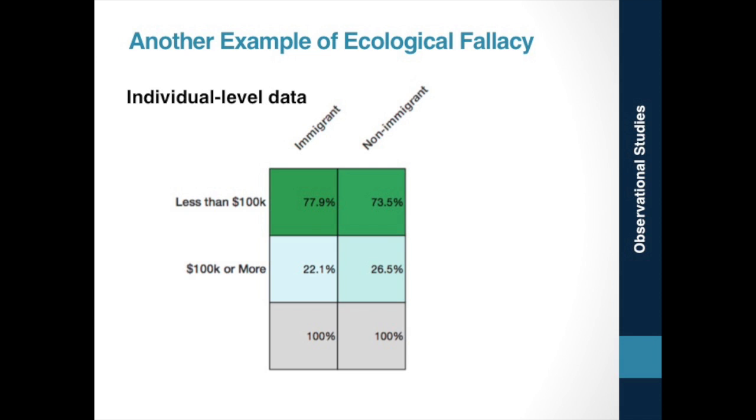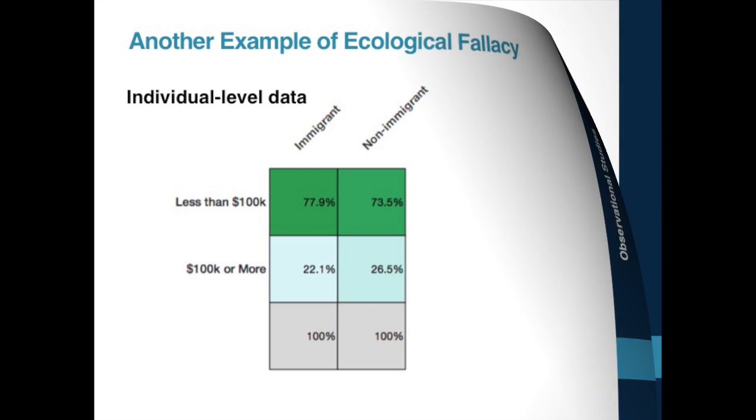At the individual level, 77.9% of immigrants in the United States have a household income below 100K. Deducing from the first chart that immigrants are more likely to be well off is committing the ecological fallacy, which is attributing qualities at the individual level because of a relationship at the group level.